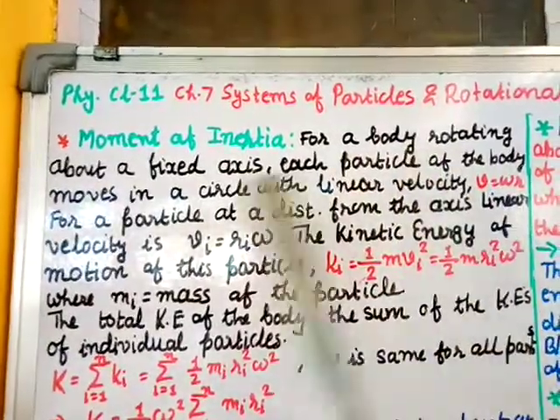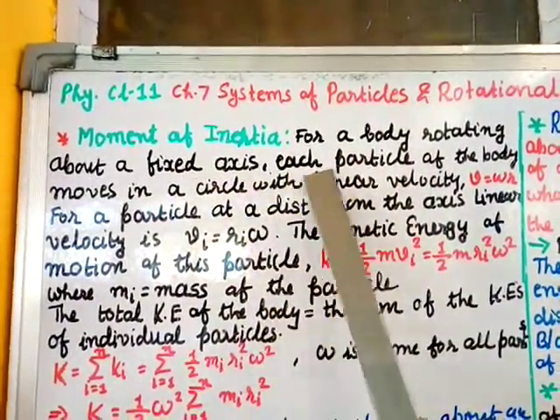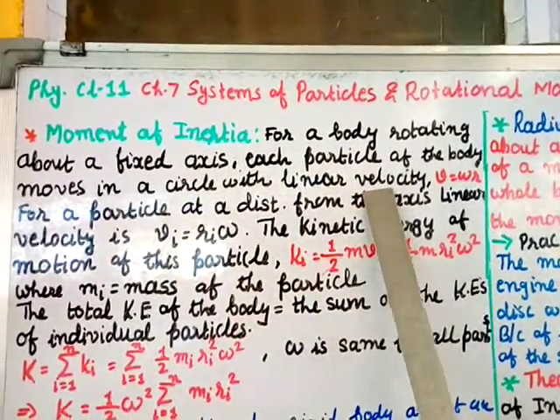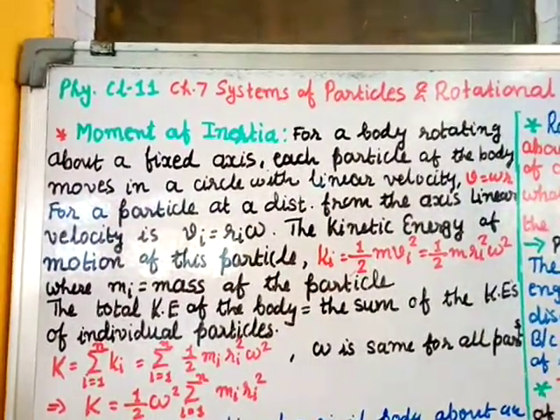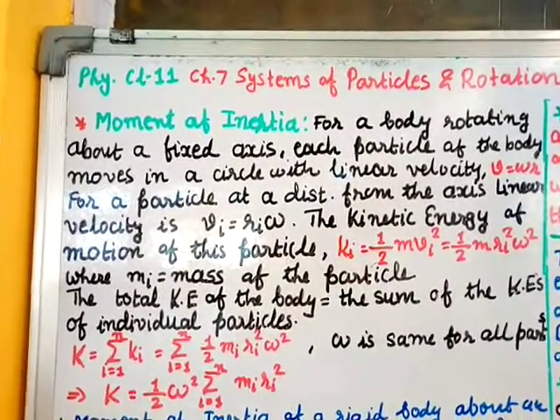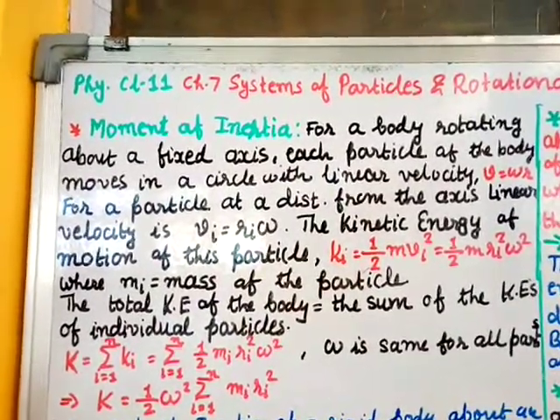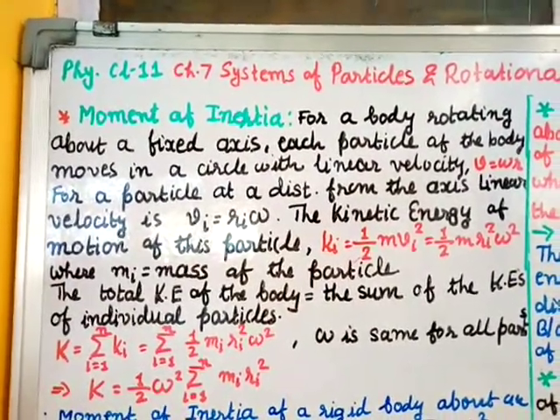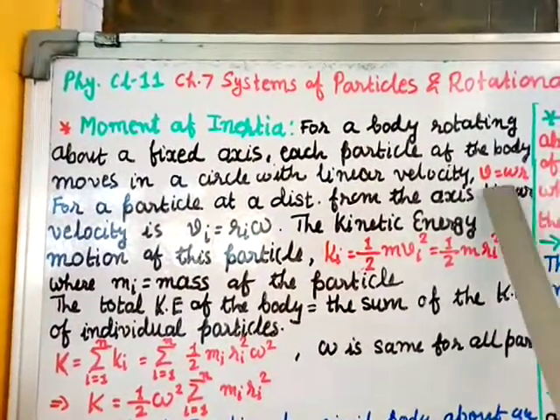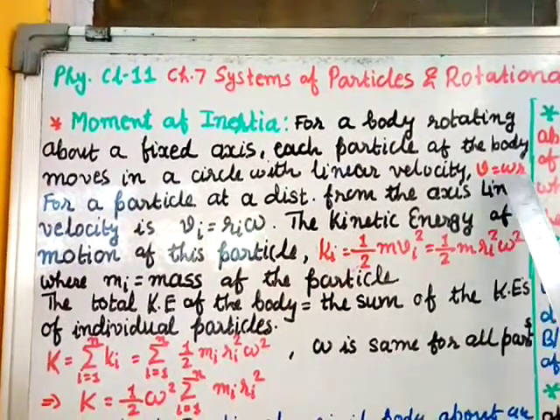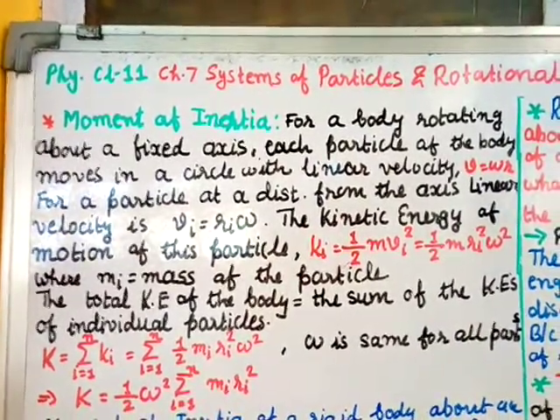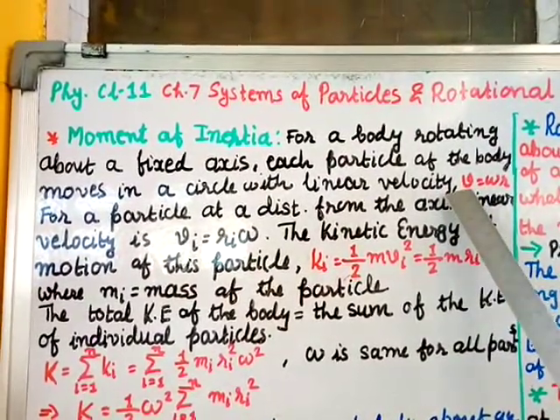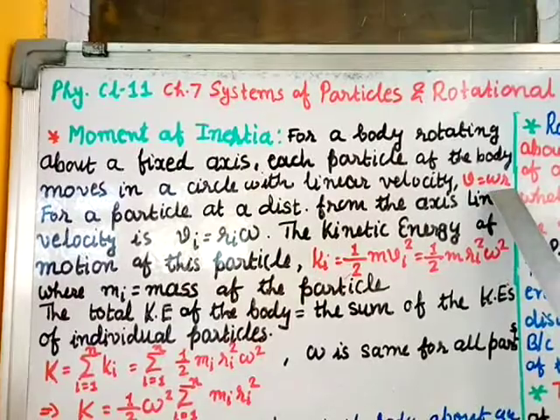For a body rotating about a fixed axis, each particle of the body moves in a circle with linear velocity v is equal to omega r. Omega is angular velocity, r is the distance of that point from the axis, and v is the linear velocity. So linear velocity is given as omega into r.